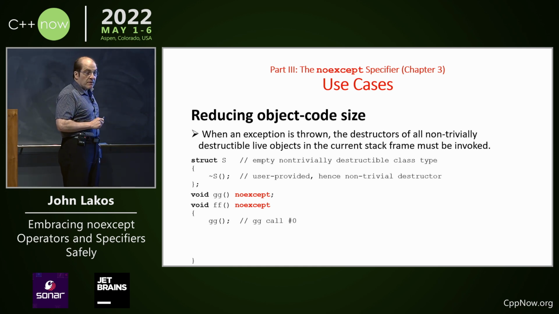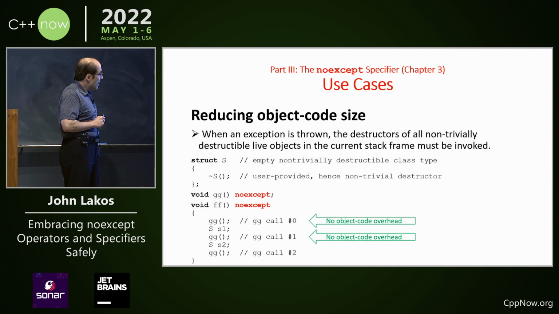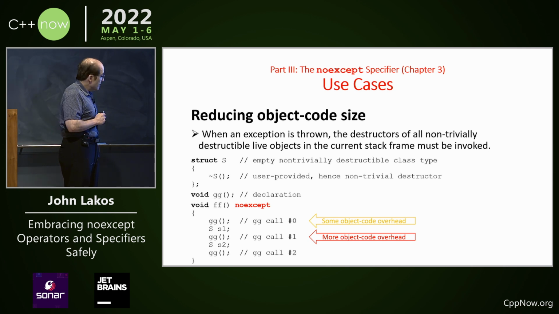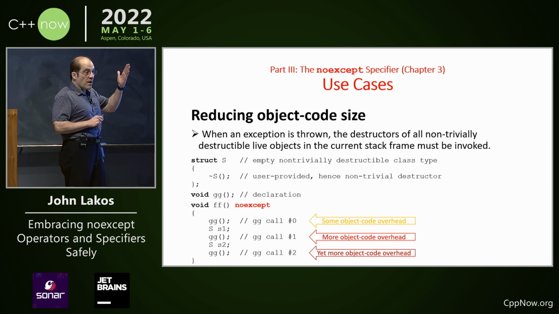Okay. Now, I make FF also noexcept. No object code overhead, no object code overhead, and what do you think here? None. But if I do this, now we get some object code overhead, more object code overhead, yet more object code overhead. So what's interesting is there are 4 combinations. And I'm saying sometimes it's better, sometimes it's worse, right? You just have to know what you're doing.